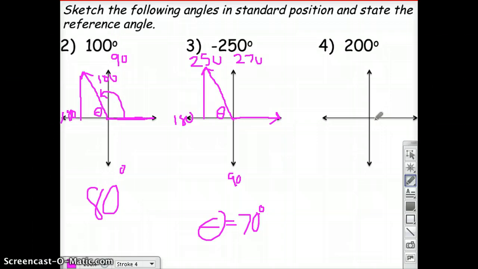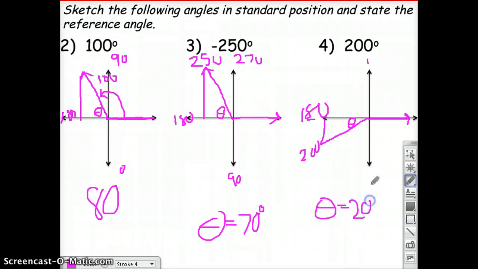And let's do one more, 200 degrees, sketch it. So this would be 90, 180, so 200 degrees would be just a little bit past 180. To find the reference angle, drop it down to the x-axis, which in this case we're dropping up. So if that's 200 and that's 180, that would be a 20 degree reference angle.